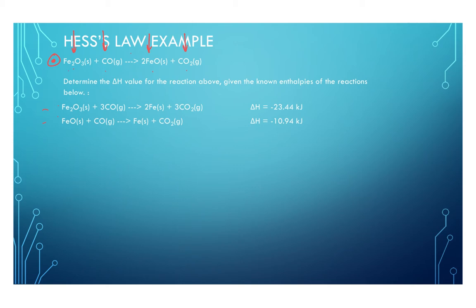You'll notice that Fe2O3 is only found in our first equation. You'll notice that CO is found in both our first and our second equation. FeO is only found in the second equation, and CO2 is again found in both equations.